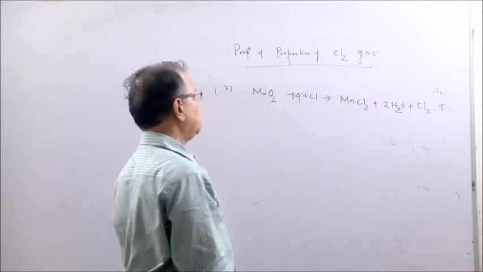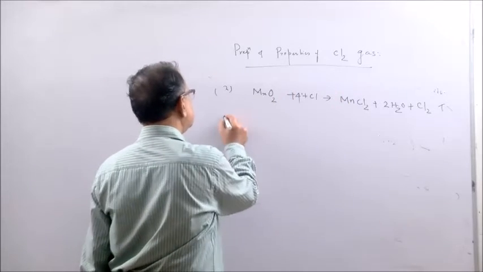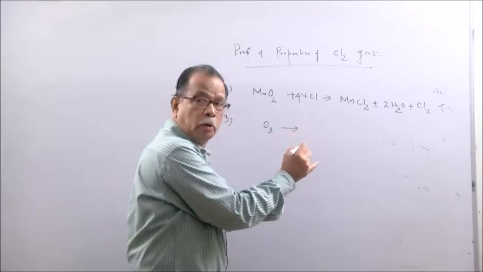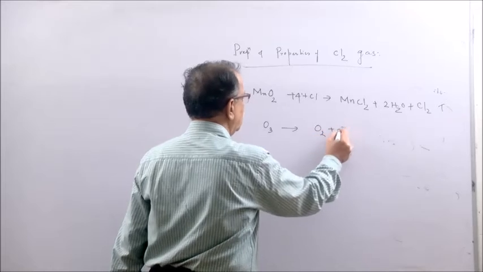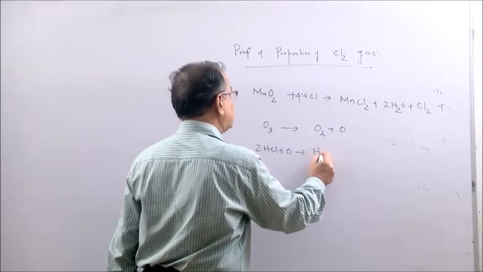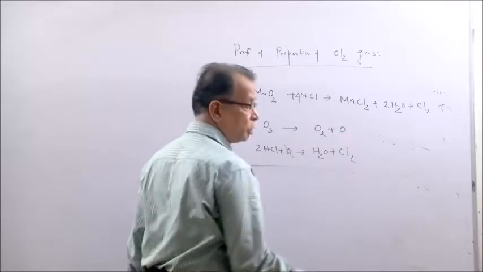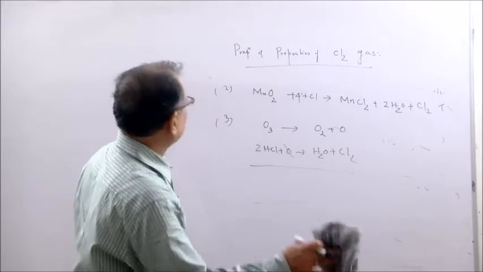Heat it. Third point, we can also get chlorine when ozone is treated with HCl. O3 forms O2 plus O. 2 HCl plus O forms H2O plus chlorine. We cancel this. We get also chlorine preparation. So this is some of the preparation of chlorine.